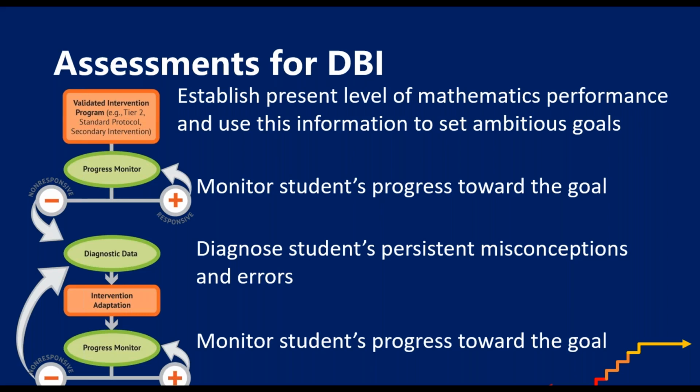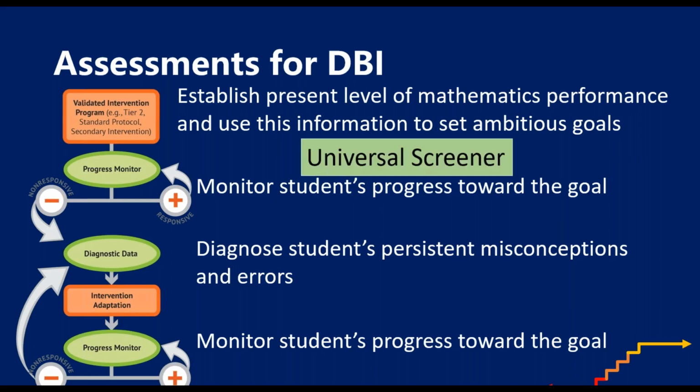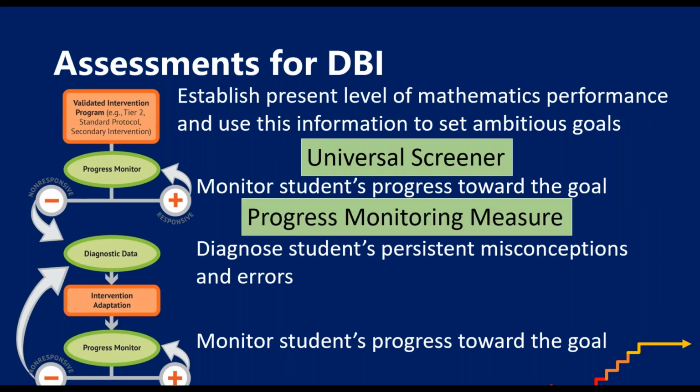So what kinds of assessment types are we talking about? If we look at the DBI framework, first we want to figure out which students require DBI and establish their present level of mathematics performance and use this information to set ambitious goals. For that first step, we would use a universal screener. Once we have a validated Tier 2 instructional program in place, then we want to monitor the students' progress toward that goal. And for that, we would use a progress monitoring measure.